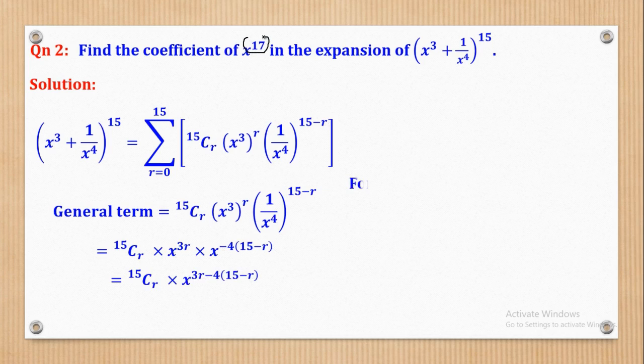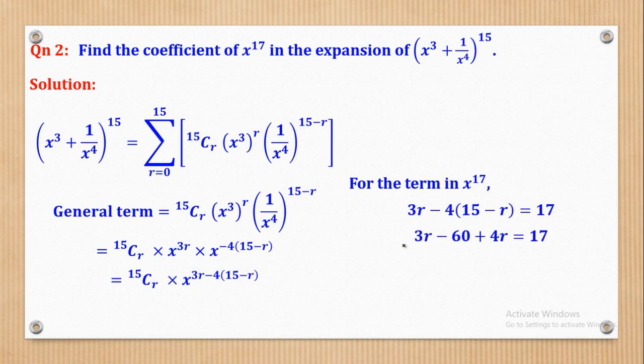They said x to power 17. That means that the whole of this power must be equal to 17. So come and equate it to 17 and expand and simplify to get the value of r. So r is 11. Therefore, come and put your r here to come up with the required coefficient. Therefore, 15 combination 11 gives you 1365. And that is the answer they wanted.